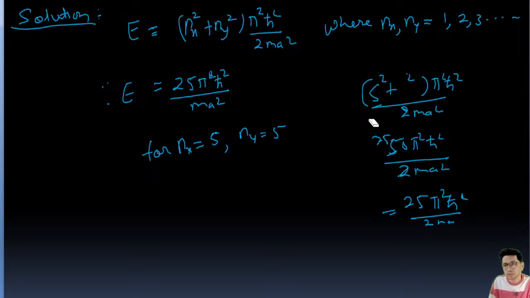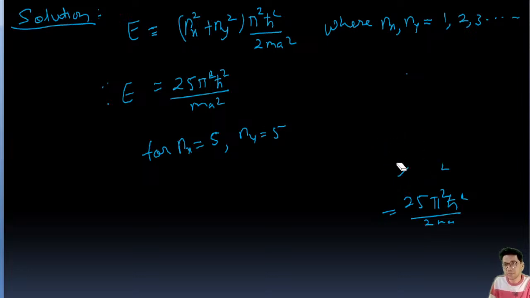So for nx equal to 5 and ny equal to 5, we get this value, 25 pi squared h cut squared upon m a squared. Very simple question, right? Obviously only nx equal to 5 and ny equal to 5 works, so the degeneracy is 1. There is no degeneracy, so the state is non-degenerate.